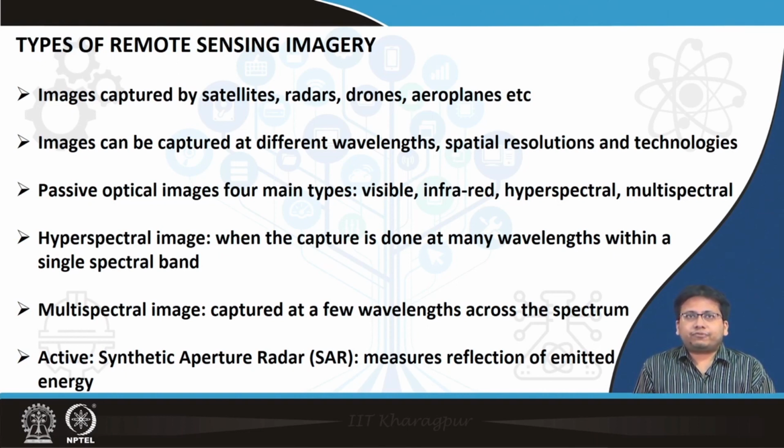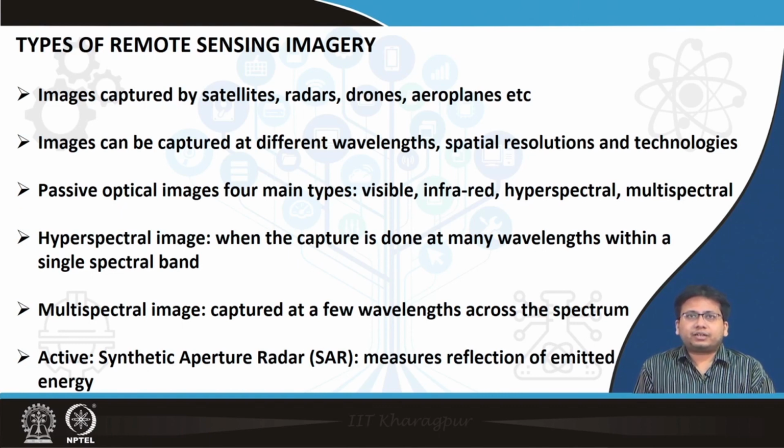So there are basically four major types: visible images, infrared images, hyperspectral images and multispectral images. The visible image is sometimes also called an RGB image. There is a red channel, a green channel and a blue channel. These are actually different wavelengths, or sets of wavelengths, within the visual range of the spectrum. Then there are infrared images, which are of course at a lower frequency than the red wavelength, so to say. And then there are hyperspectral and multispectral images.